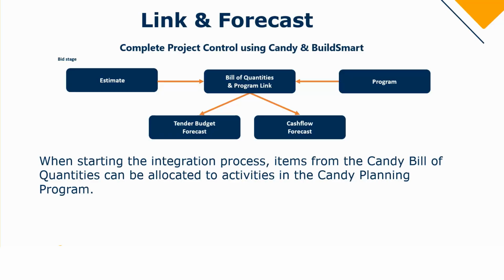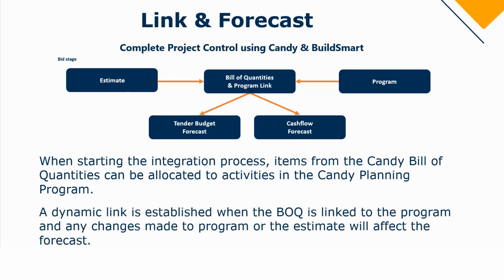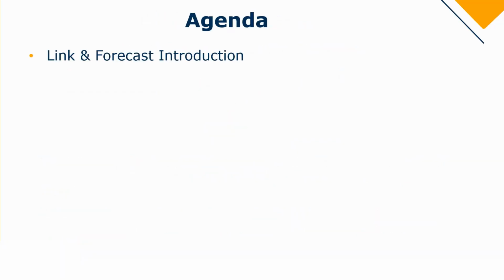So this process also allows you to view various forecast scenarios, such as an accurate budget for the project, individual resource forecast, as well as resource histogram, based on your estimating resources. And this is just to name a few. What's also nice is that by having the link between the bill and the program, a dynamic link is established. So what that means is that any changes made to either the bill of quantities or the program will affect your forecast. Okay, so that is it for the link and forecast introduction.